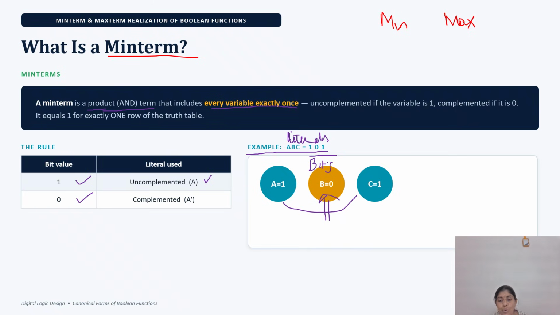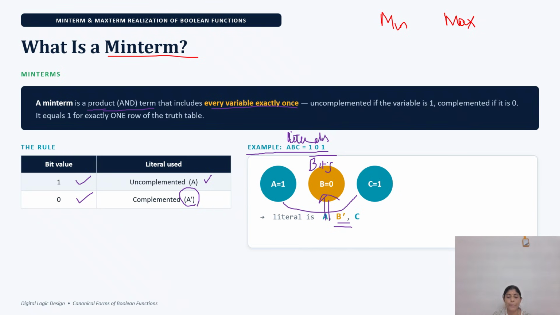That's why I have shown different colors. Orange color shows the uncomplemented form, and the other color shows the complemented form. A and C are the uncomplemented form. Complemented in the sense, what do you have to do? You have to use a bar. That's why instead of B, we have written it as B bar. Okay, this is your Minterm.